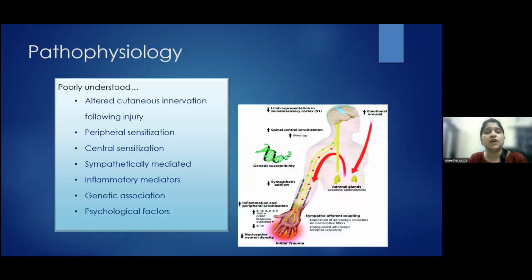Now, what is the pathophysiology? There is sensitization, peripheral, central, and sympathetically mediated, a lot of neurogenic inflammation, and inflammatory mediators. All these are postulated to have a role in CRPS.